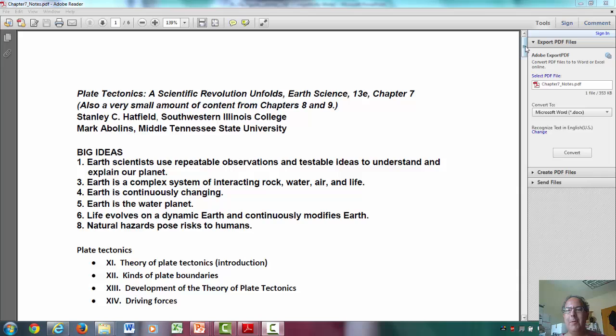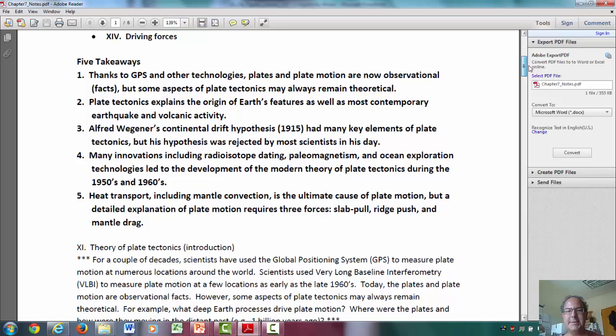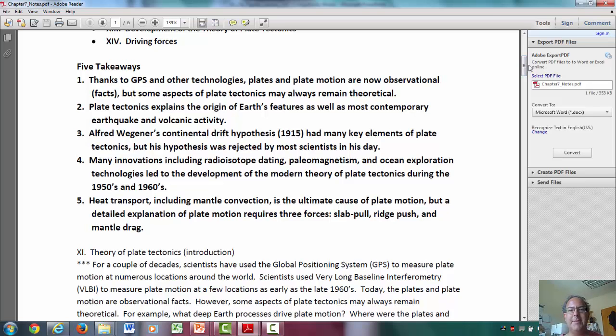As with all parts of the course, it's good to go to the notes and read the takeaways. First, thanks to GPS and other technologies, plates and plate motion are now observational. They're essentially factual. That said, some aspects of plate tectonics may always remain theoretical. Plate tectonics explains the origin of Earth's features as well as most contemporary earthquake and volcanic activity.